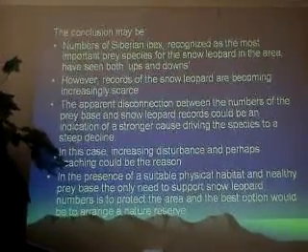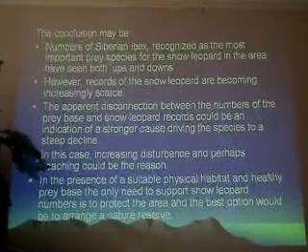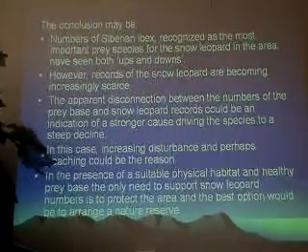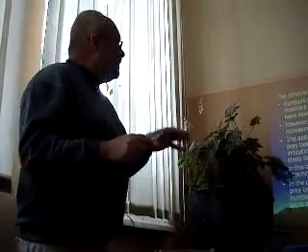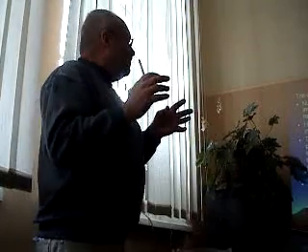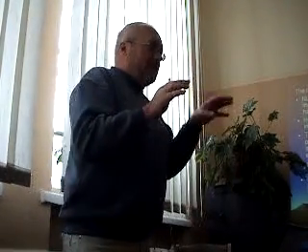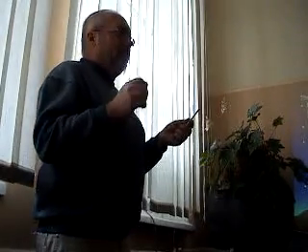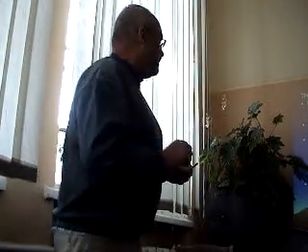So perhaps one conclusion may be that numbers of Siberian ibex, recognized as the most important prey species for the snow leopard in the area, have seen both ups and downs. However, records of snow leopard are becoming increasingly scarce, so it's going down. And the apparent disconnection between numbers of the primary prey species and numbers of the predator, which are going down, suggests that perhaps there are other factors which are driving down the numbers of snow leopard. And we conclude that perhaps this is an increasing disturbance and perhaps poaching, which is suppressing numbers of snow leopard.